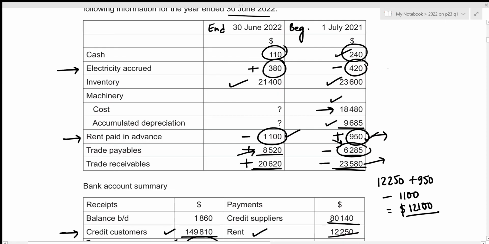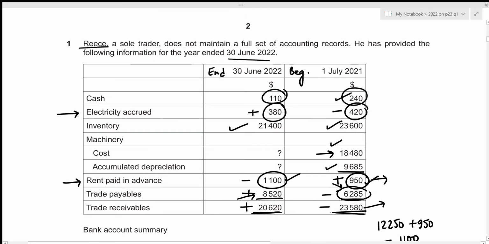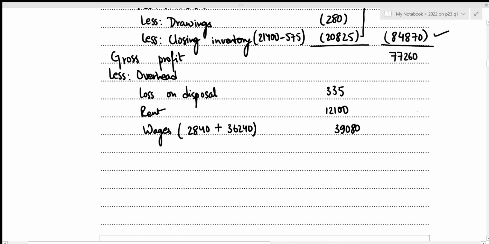So the actual electricity amount to be included in our income statement is going to be as follows. We'll start with this amount, 3,680. Then we subtract previous year's accrual, that's minus 420, plus this year's accrual, that's 380, which gives the total electricity amount to be included in our income statement to have the amount of 3,640. Let's include this. So that will be electricity with the amount of 3,640.